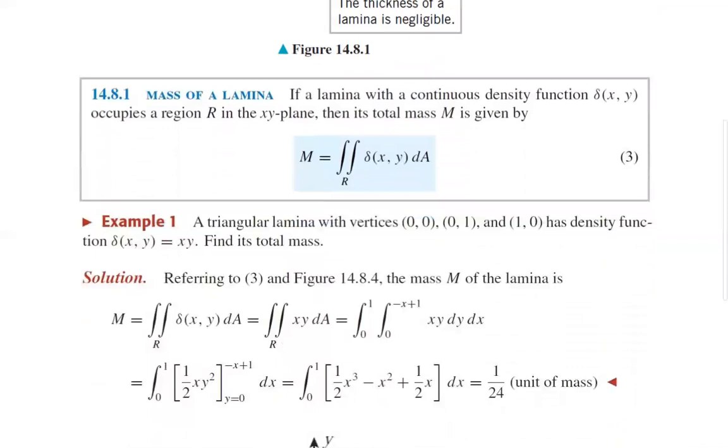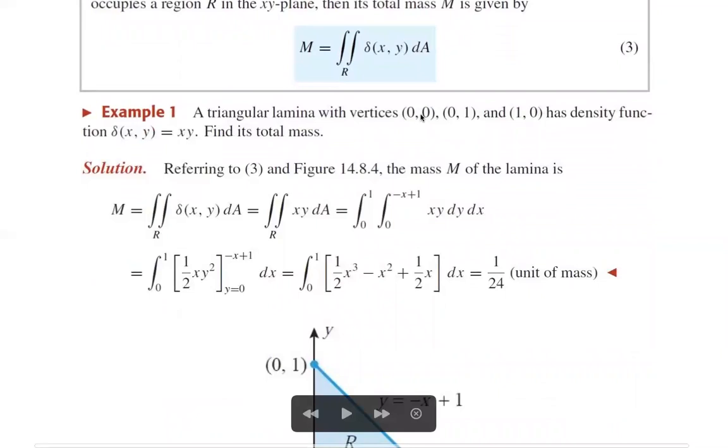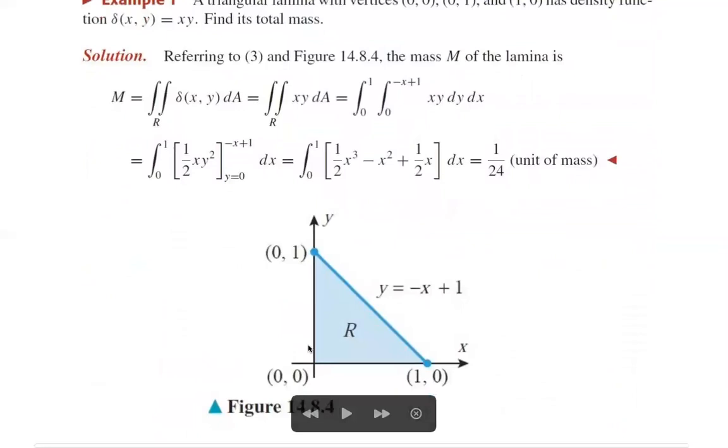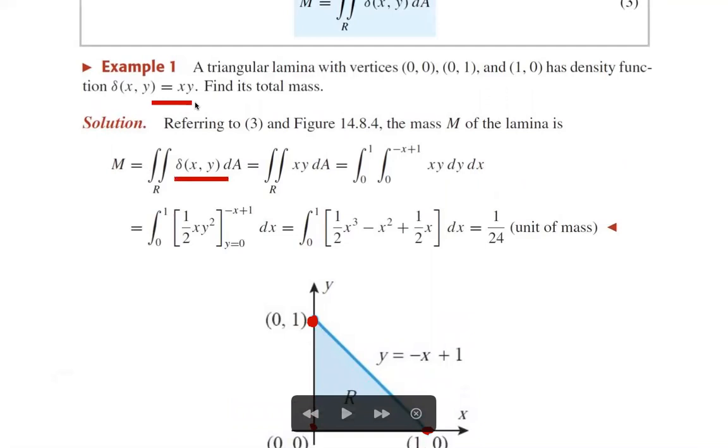Now, first example. A triangular lamina with vertices (0, 0), (0, 1) and (1, 0) has density function delta of xy equal to x times y. Find its total mass. So given a triangular lamina with vertices (0, 0), (1, 0), (0, 1), a triangular region. The mass of the lamina is M equal to the double integral over R of the density function delta of xy dA. Given delta of xy equal to xy, the mass is the double integral over R of xy dA, where R is a triangular region.